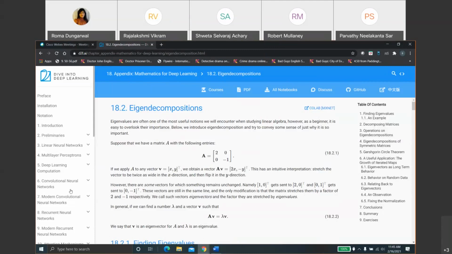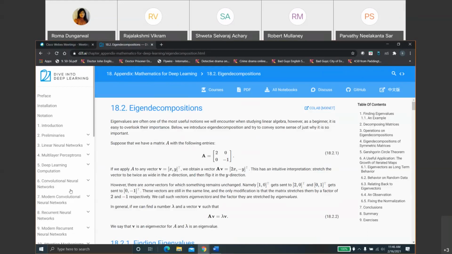Okay, so should I move on to the next topic? Okay, so this is Eigen Decompositions. So what is Eigen Decomposition? Basically, you can represent a matrix as an eigenvalue and an eigenvector. You can represent a matrix in terms of its eigenvalue and eigenvector.